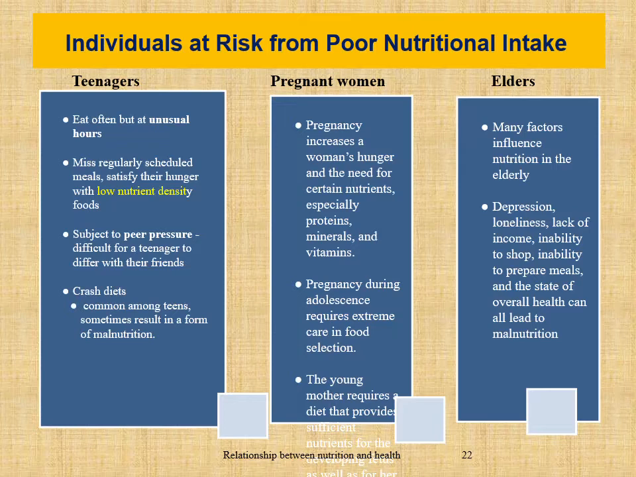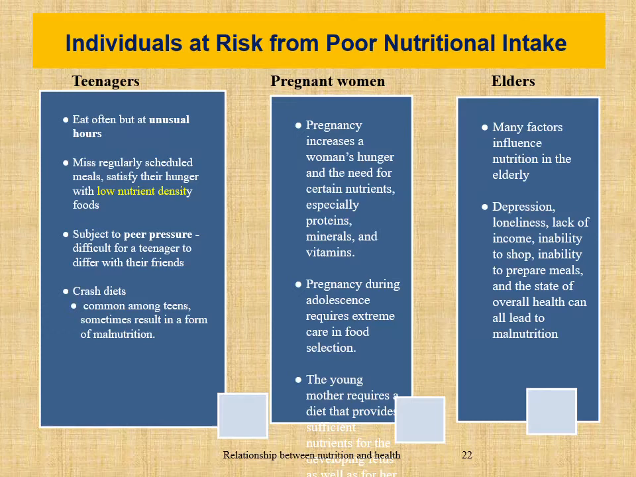Pregnant women are vulnerable to poor nutritional intake. The reason is pregnancy increases a woman's hunger and the need for certain nutrients, especially proteins, minerals, and vitamins. Pregnancy during adolescence requires extreme care in food selection. The young mother requires a diet that provides sufficient nutrients for the developing fetus as well as for her own still growing body. Elders are also vulnerable to poor nutritional intake.